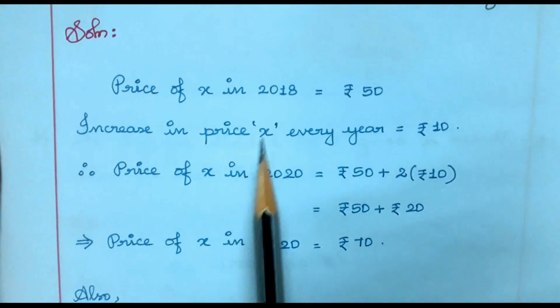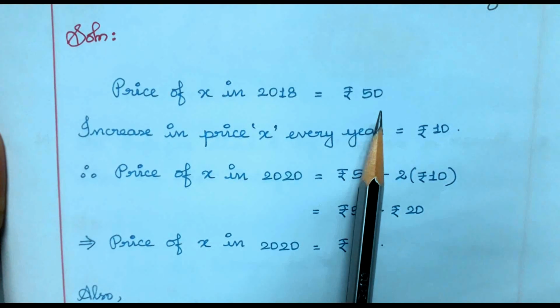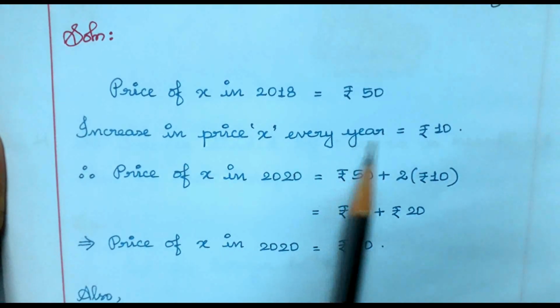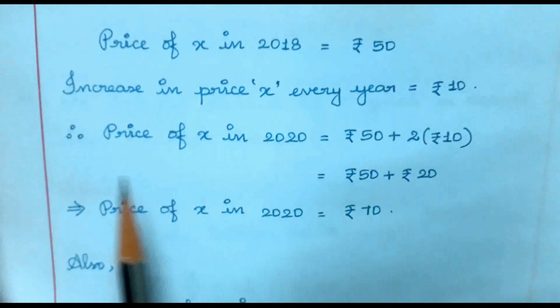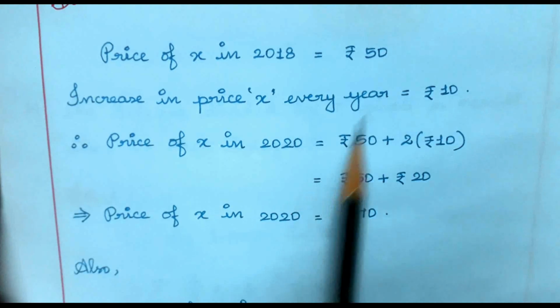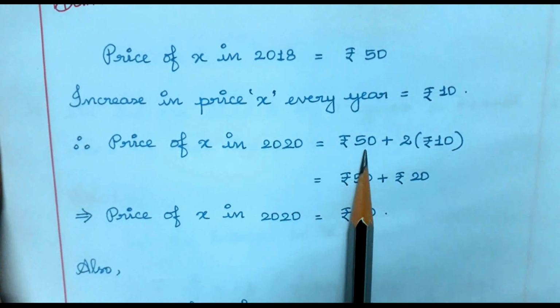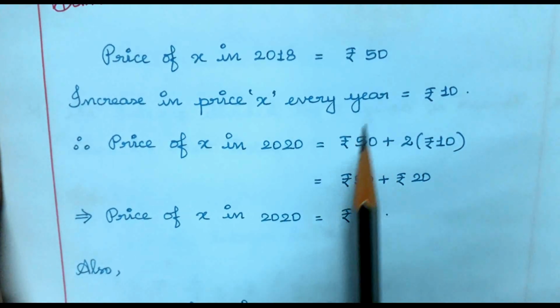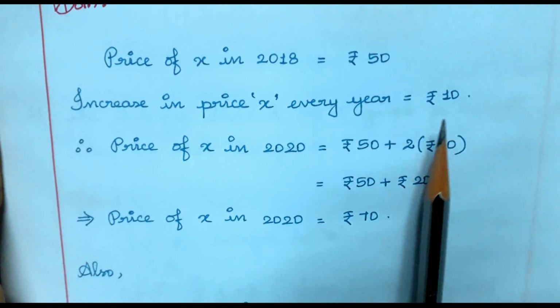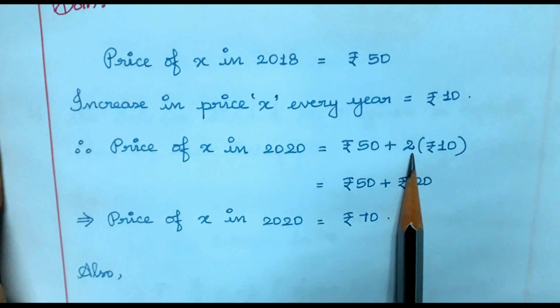Price of X in 2018 is rupees 50. We know that already. The price of X increases every year by rupees 10. Therefore, the price of X in 2020 is equal to, already the rate is rupees 50, plus each year it becomes added with 10. Okay, how many years do we have to calculate now?